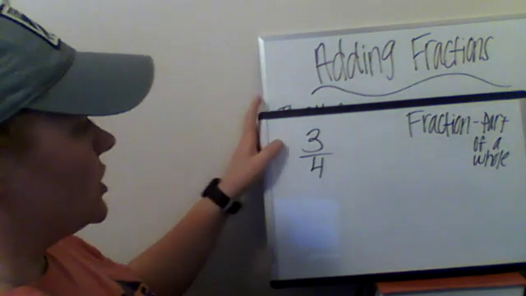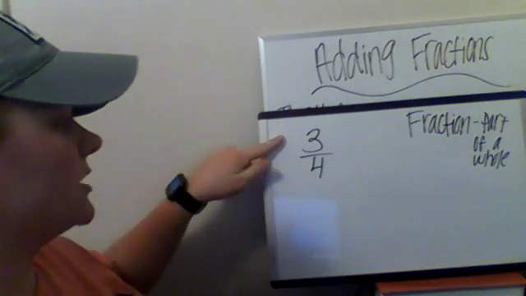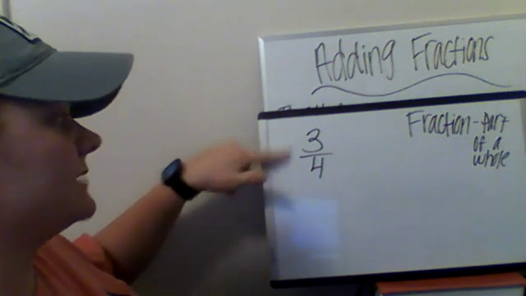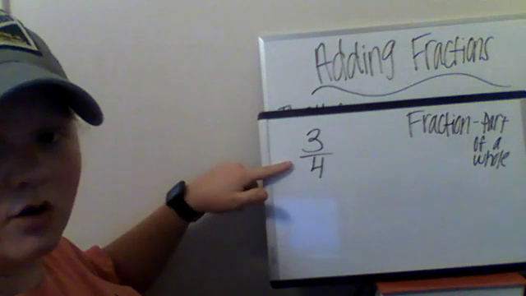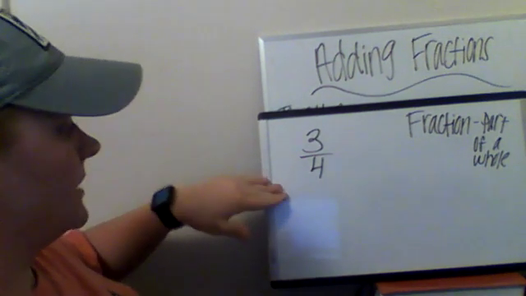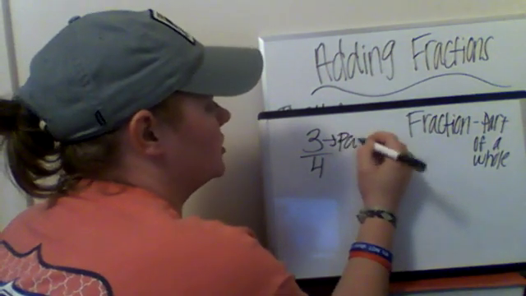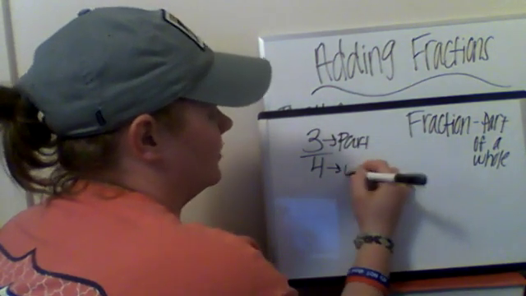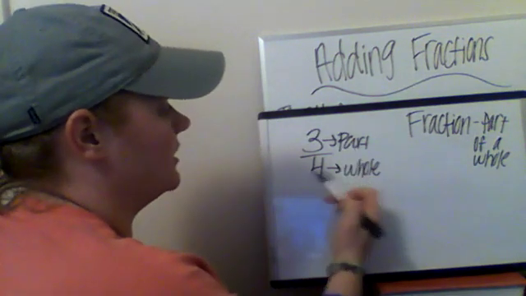Your part, because a fraction is part of a whole, is going to be on top because you're using a specific part, and your whole is on the bottom because you're not using the whole. You're only using part of it. So my 3 is my part, my 4 is my whole.